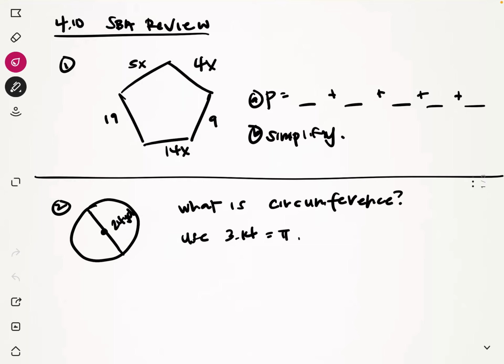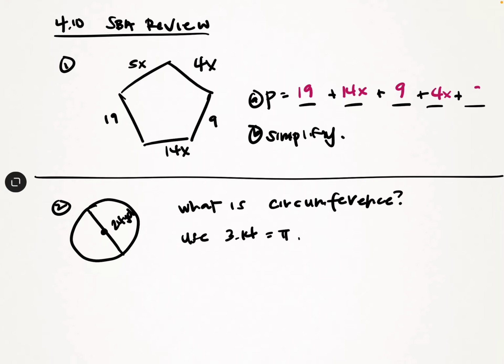Okay, so for the first one, we have a hexagon and we have sides labeled with constants and variables. So what it's asking us to do is represent the perimeter. It doesn't matter which numbers you put where, but I'm going to start at 19 plus 14x, and I'm going to go around counterclockwise, plus 9 plus 4x plus 5x. So it's just saying if we're to find our perimeter, we just add up all the sides.